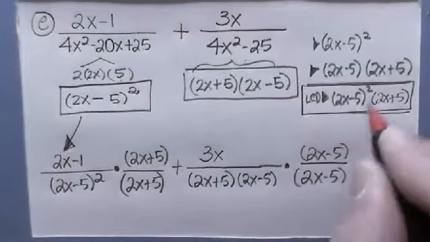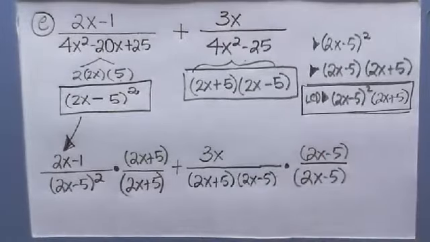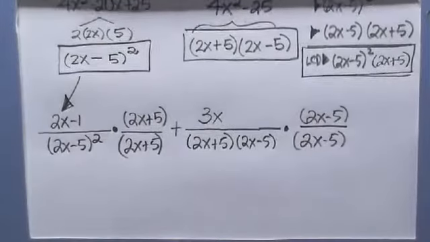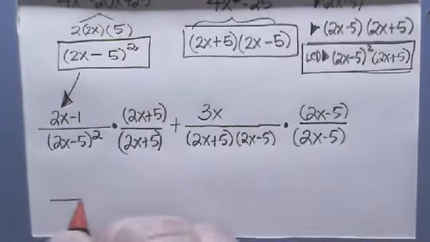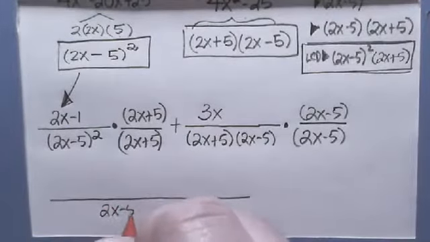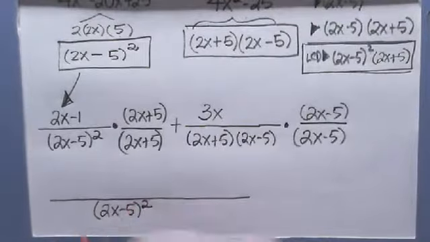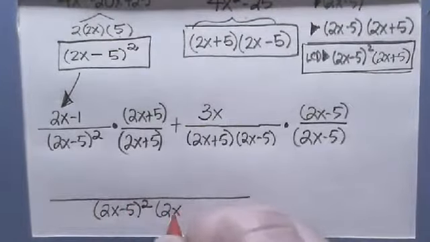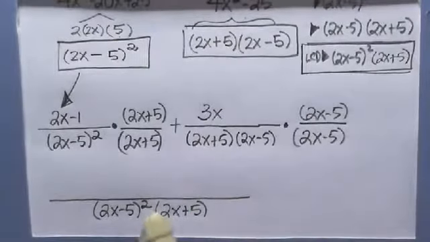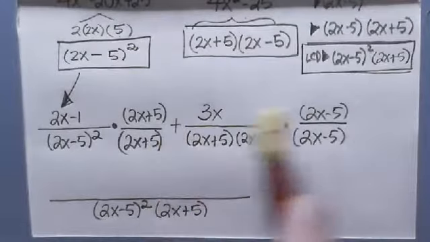Because if you notice, you need to have 2. We only have 1 here. Alright, now the denominators are going to be the same, so I can write under one common denominator, which is 2x minus 5 to the second power, times 2x plus 5. There we go. Now that I have a common denominator, I can do the operations on top.